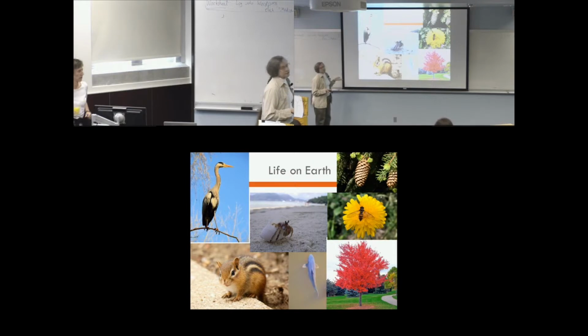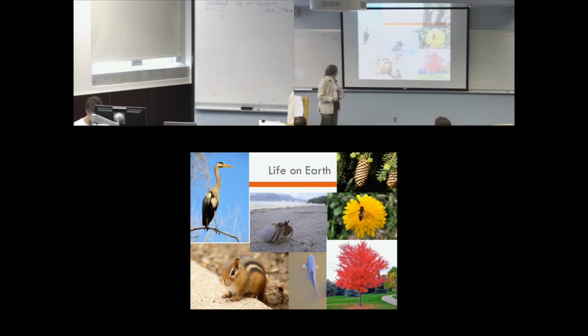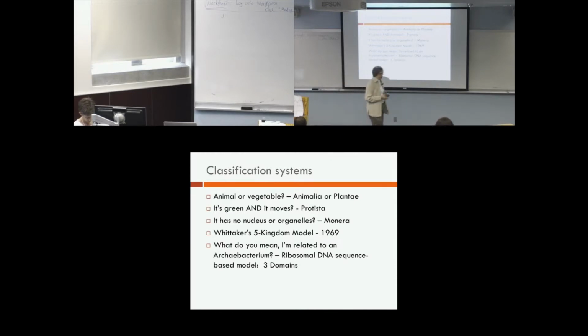So if you look around, the stunning diversity of life on the planet is obvious. I mean, you can't walk from point A to point B without seeing a great variety of living things. And people have been trying to make sense of this great diversity for a long time. This is an idiosyncratic and abridged version of the way we've classified living things over time.